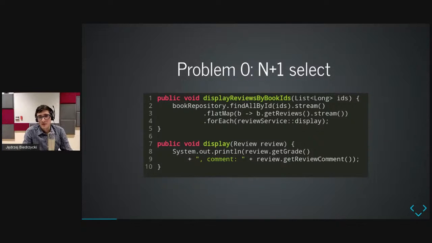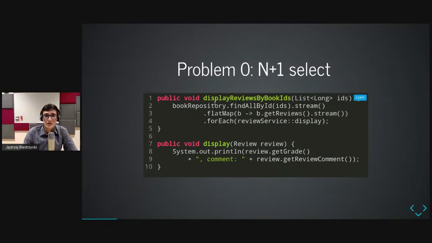Suppose that we want to display all the reviews from some books. We are given a list of IDs of those books, and we would like to display all the reviews that those books have on them. We can use the following methods.